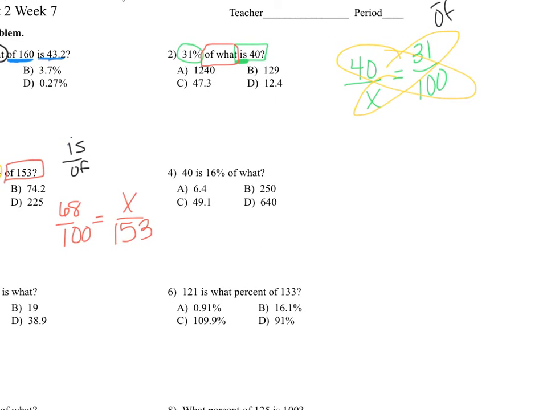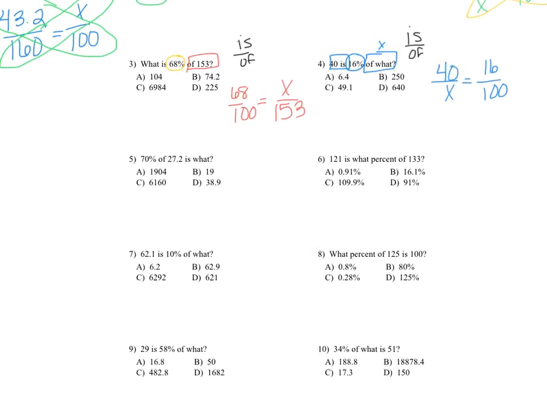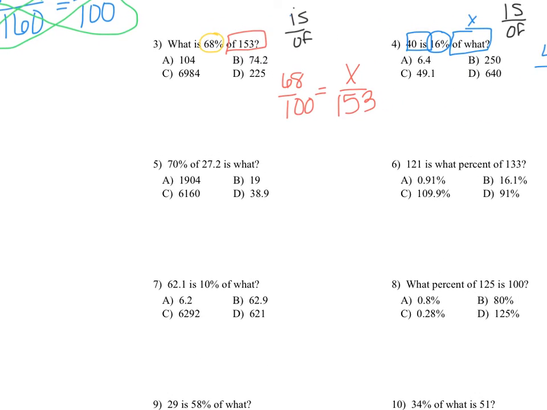Number 4, 40 is, so that is over of, again. 40 is 16% of what? That's what I don't know. So 16%, I have to put that over 100. Any percent they give us always goes over 100. Cross multiply and divide.